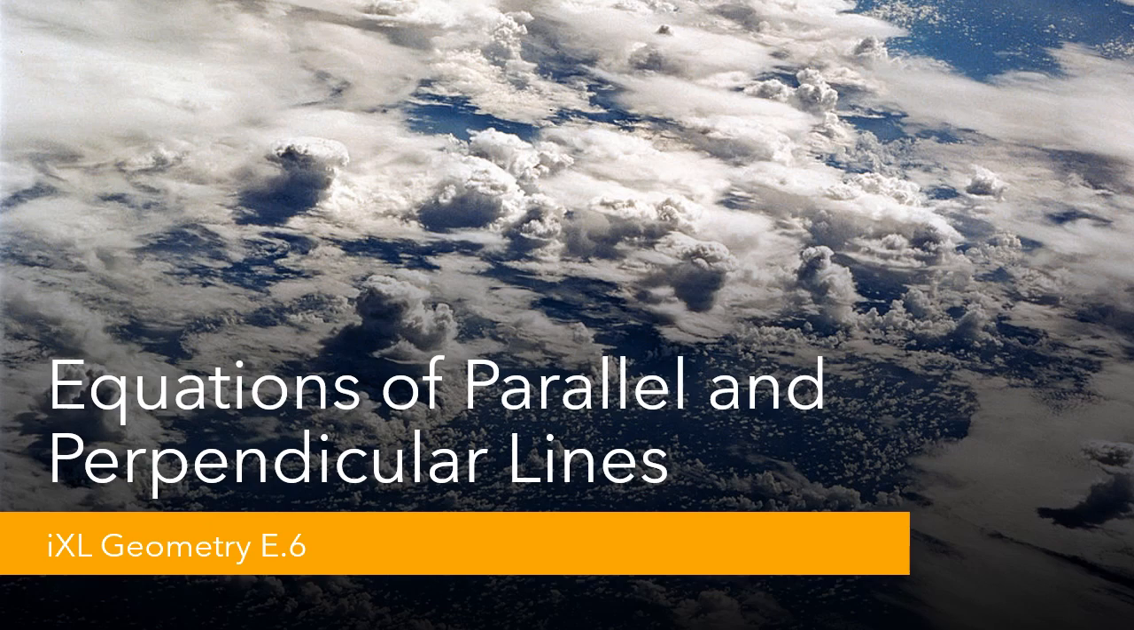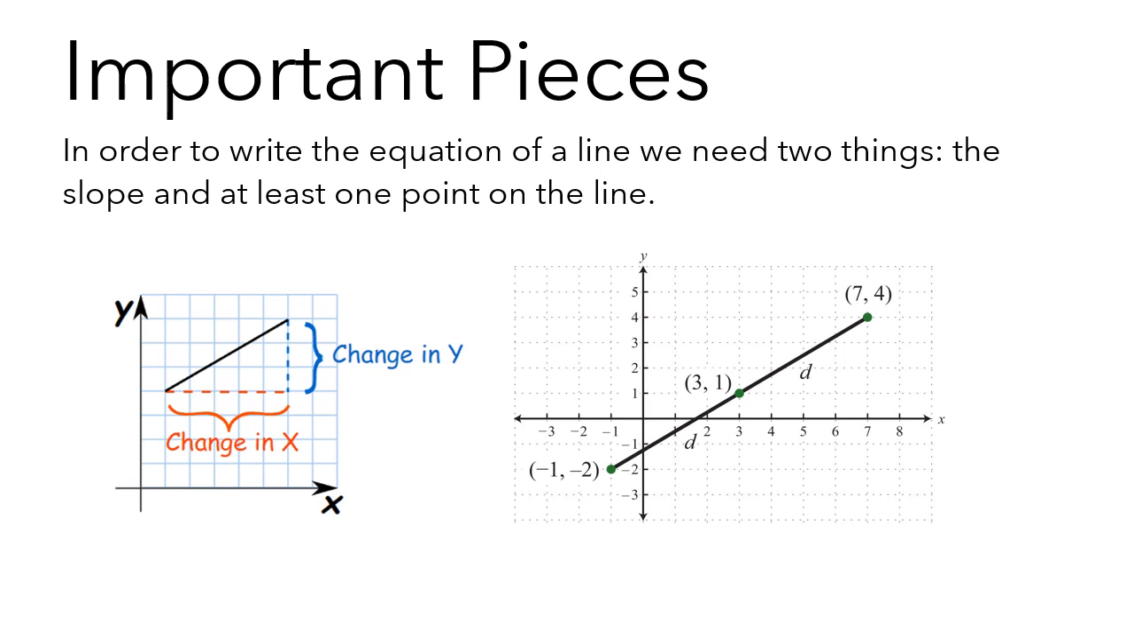We're going to be talking about equations of parallel and perpendicular lines, and this aligns with IXL Geometry E6. Let's get started. In order to write the equation of a line, we need two important things. We need the slope, and we need at least 1 point on the line.